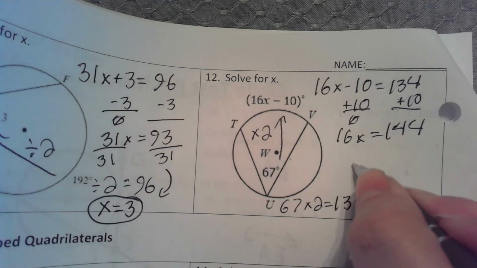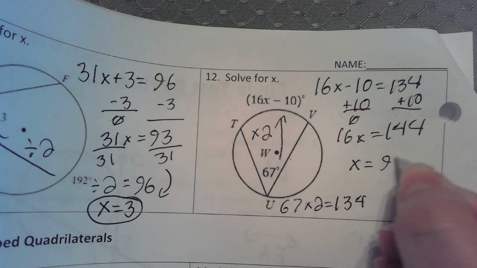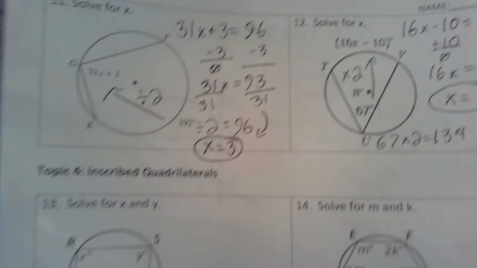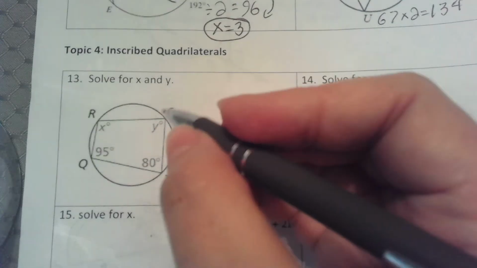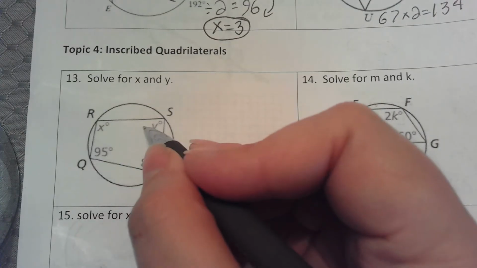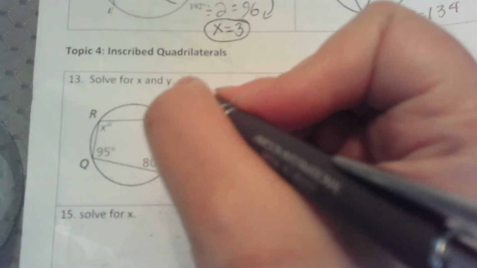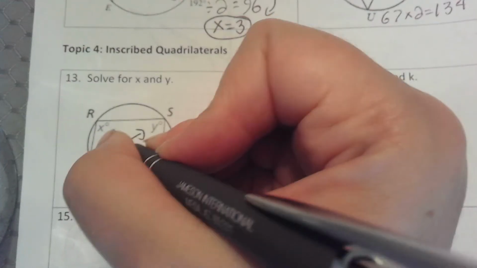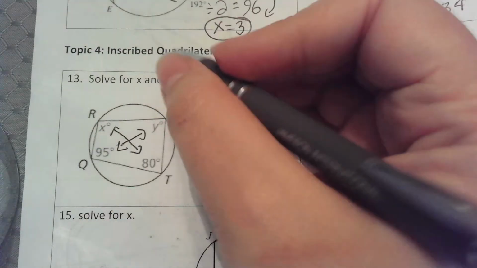Okay, and we get x is equal to 9. Okay, next one. This one says solve for x and y. Remember what we know about inscribed quadrilaterals. So for these inscribed quadrilaterals, the opposite angles, so these are opposite angles, are equal to 180.